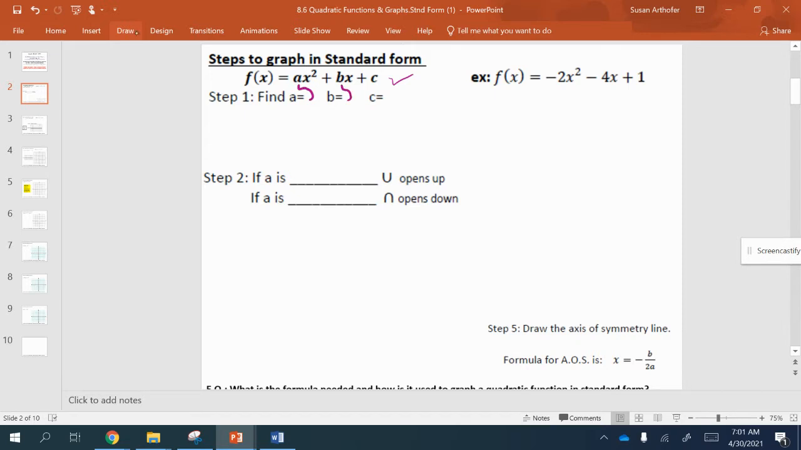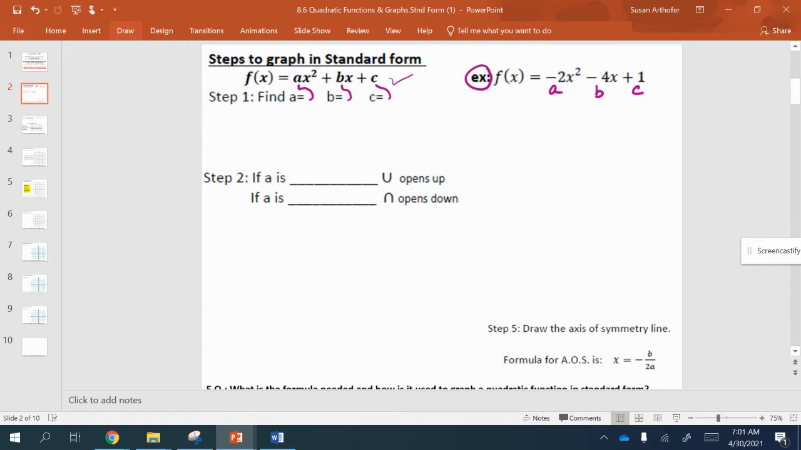Remember, c is just a constant number. If we find a, b, and c on our example, the one we're going to use on the top box example and graph, then negative 2 is a, negative 4 is b, and positive 1 is c.